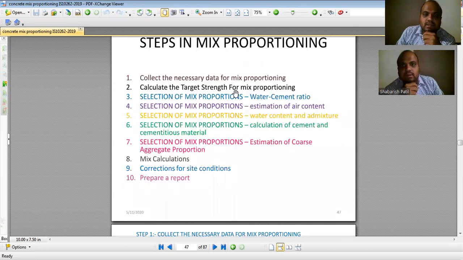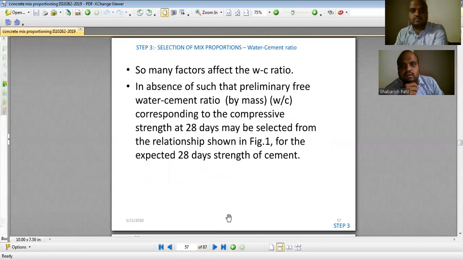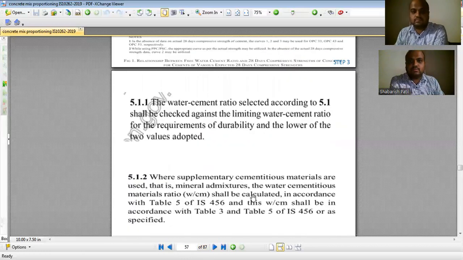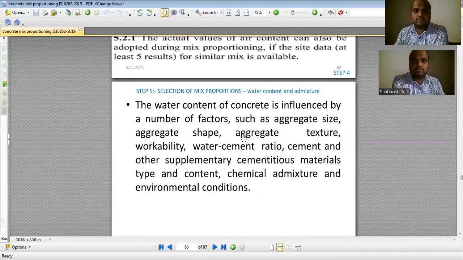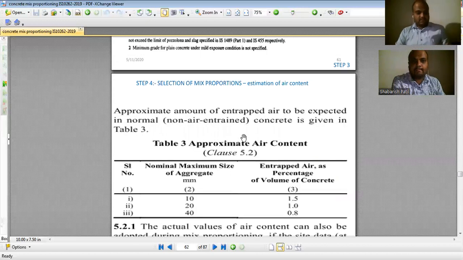Right. Collection of necessary data we dealt with in the last class. Calculate the target strength, and then selection of mix proportions, among them water cement ratio. How to select the water cement ratio, that we studied. So we'll proceed with step 4, that is selection of mix proportions, that is estimation of air content.